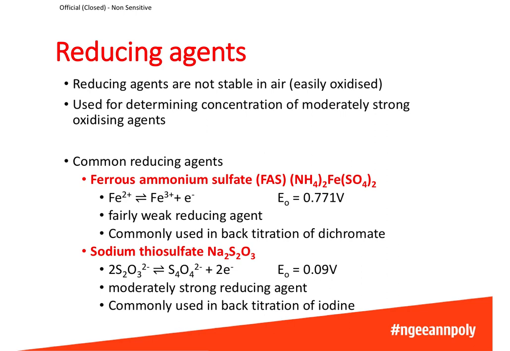Let's take a look at reducing agents and oxidizing agents. Reducing agents, especially the strong reducing agents, are not stable in air because they are easily oxidized. Reducing agents are often used to determine the concentration of moderately strong oxidizing agents. Two common reducing agents which are used in titrations are shown here. Ferrous ammonium sulfate is a fairly weak reducing agent and it's commonly used in the back titration of dichromate. Sodium thiosulfate is a moderately strong reducing agent, and it's commonly used in the back titration of iodine.